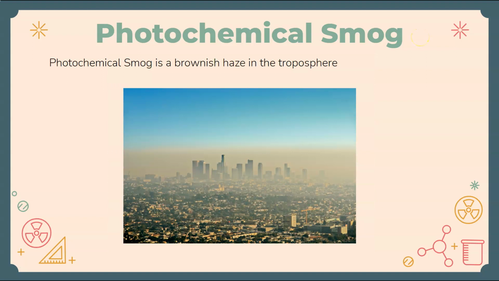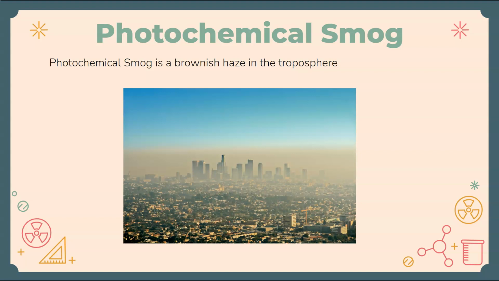So photochemical smog is this brownish haze that hangs out in our troposphere. So a couple things that we need to talk about. What does photochemical mean and what does troposphere mean? So troposphere is actually the first layer within our atmosphere. It goes troposphere, then stratosphere, then mesosphere. And essentially troposphere is the one where you can see planes flying through. It's the lowest level.